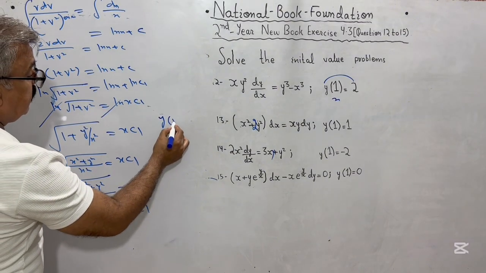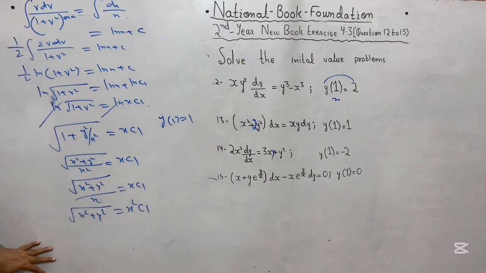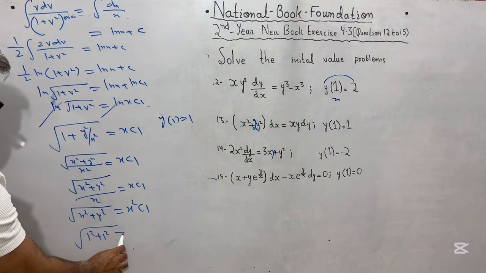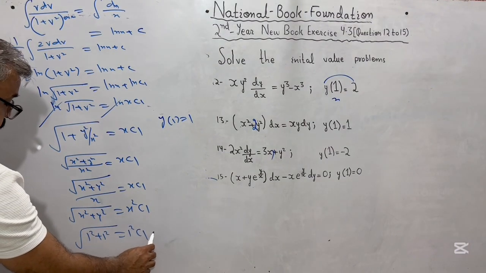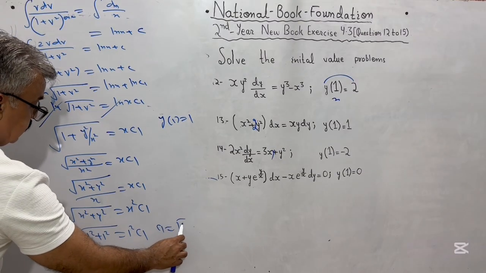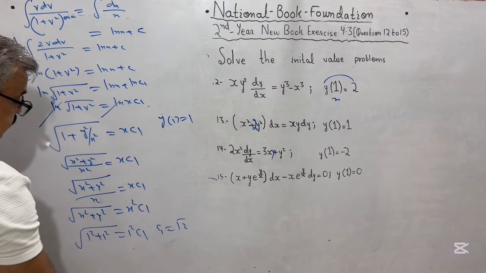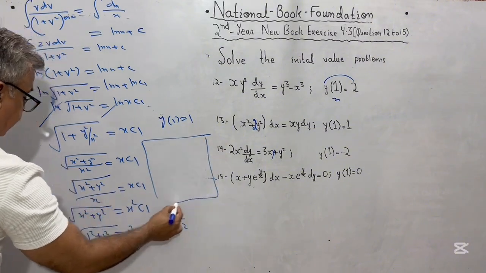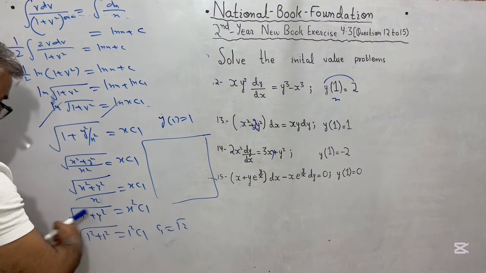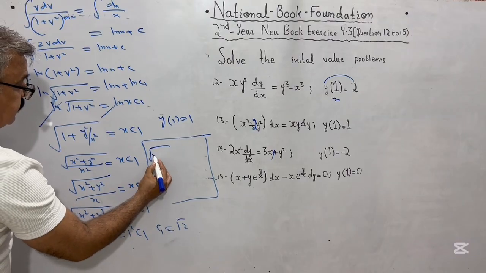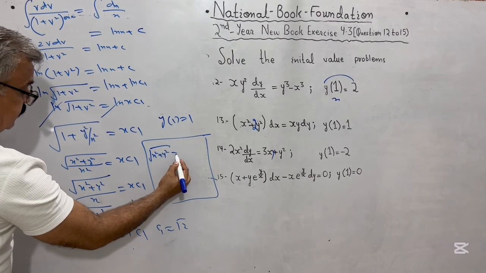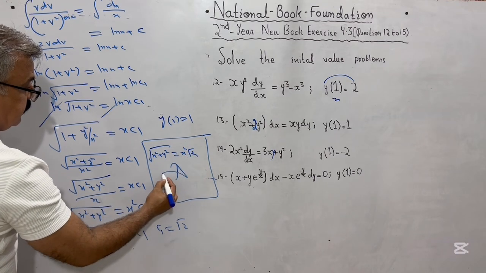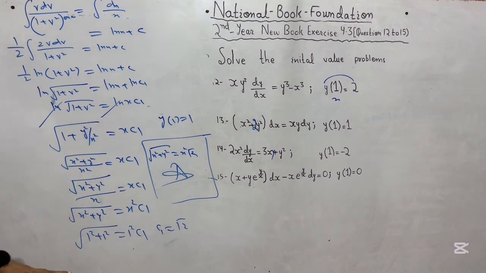y of 1 is equal to 1, to make this solution a particular solution. Both are 1. 1 square plus 1 square is equal to 1 square c1. So c1 is equal to under root 2. Our constant is under root 2. So our particular solution is going to be something like this. Here, put the value of c: x square plus y square equals x square times under root 2. That's our answer in that case.